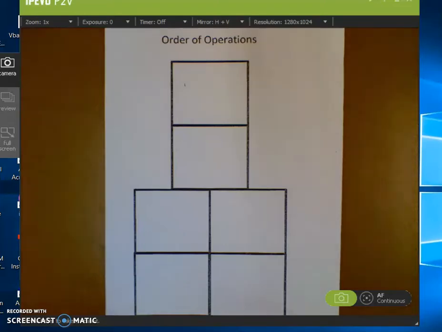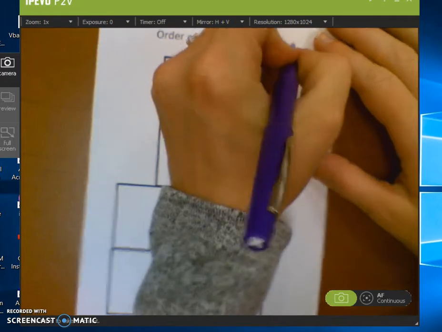Okay, so now that you know exponents, now we can jump into order of operations, which is really the bulk of what we're doing today. Order of operations, we have a silly little saying that we sometimes use. I'm going to write it out to the side here.